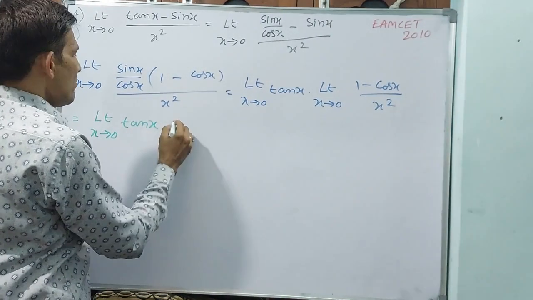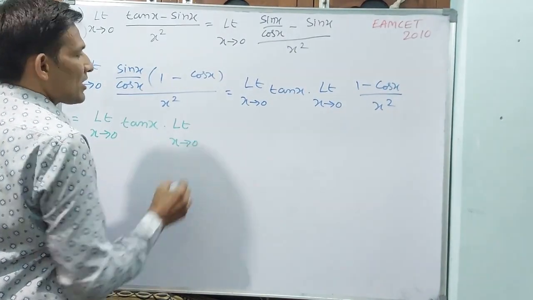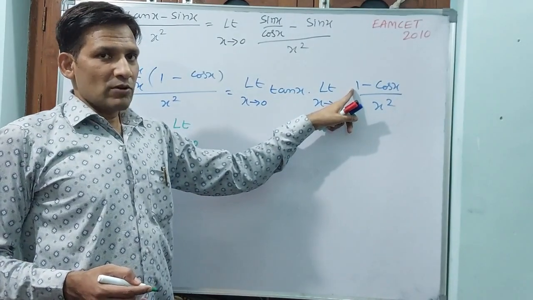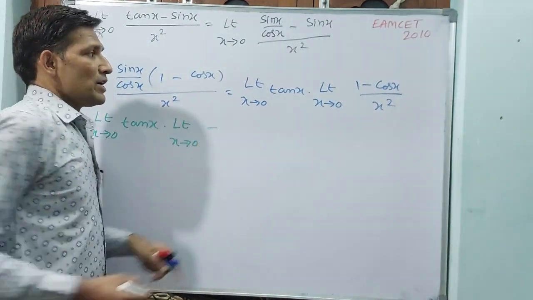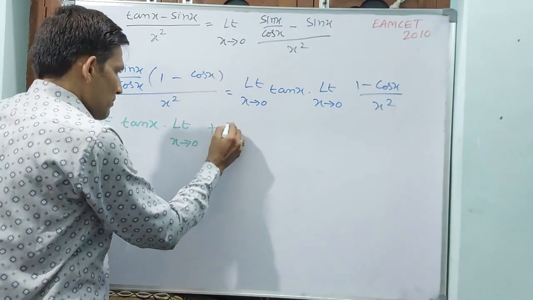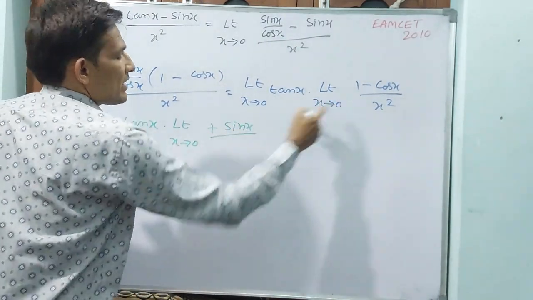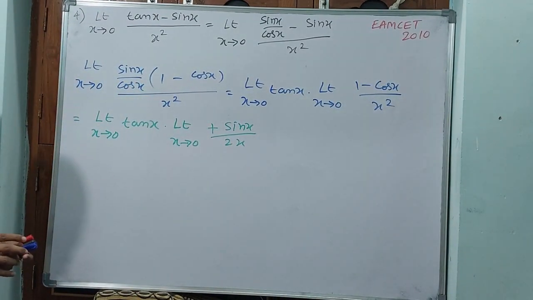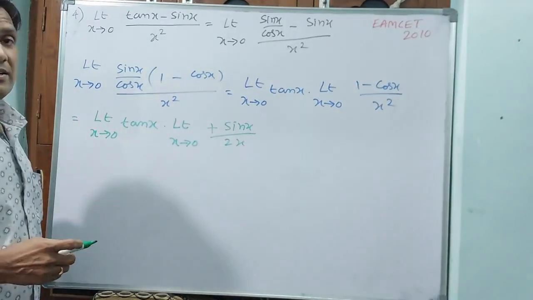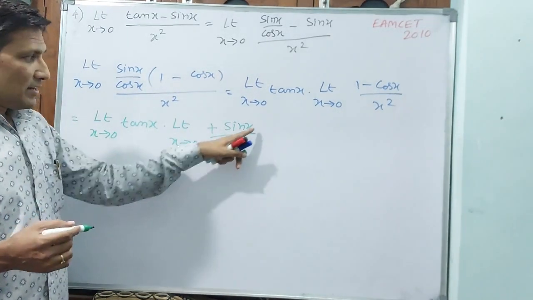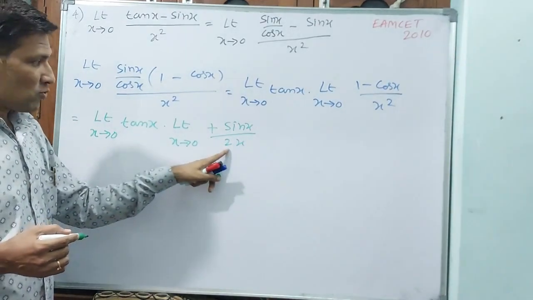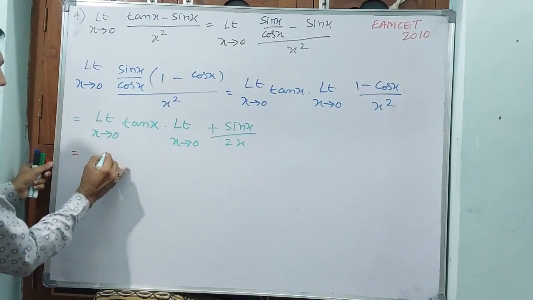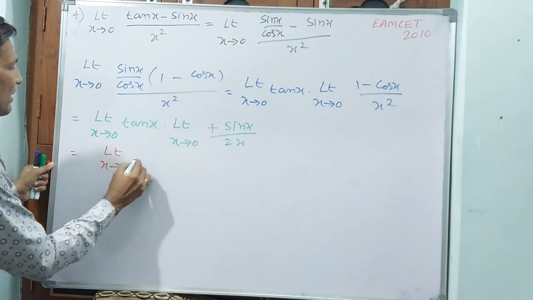Okay, here you see, before applying limit, you have to apply L'Hospital rule. L'Hospital rule means, when you differentiate, d by dx of 1 is 0, minus you keep like this only. D by dx of cos x is minus sin x, minus of minus is plus sin x, divided by x square, means 2x will come. Now you apply limit here? No, don't apply limit yet. Why? Because limit sin x by x, you should know, is equal to 1, but 2x is there. 2 you take out. That is why I am telling you, wait.